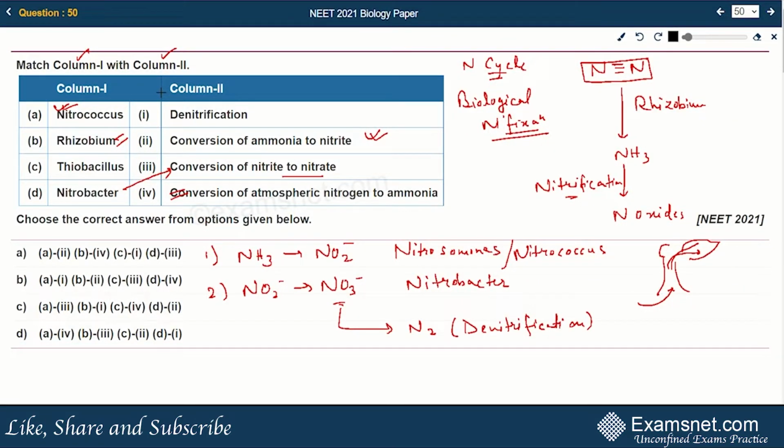Some of the bacteria that are involved here are Pseudomonas and Thiobacillus. So the correct match for Thiobacillus will be denitrification. Got it? I hope you understood this. So the correct option out of the given four will be option A.